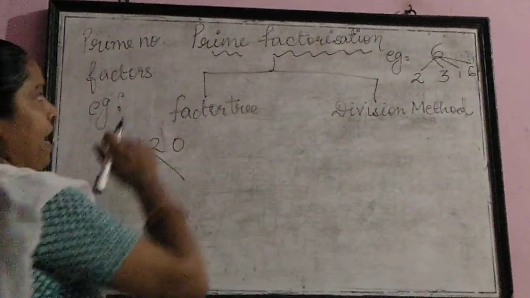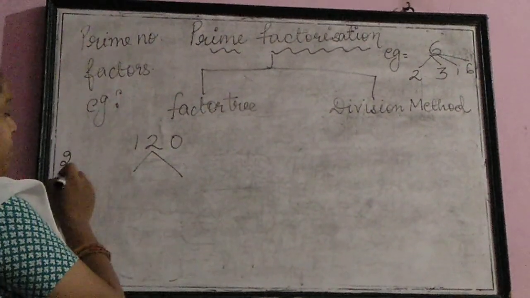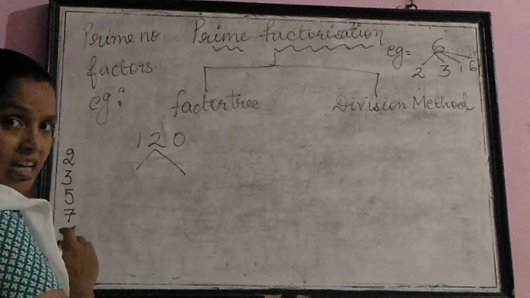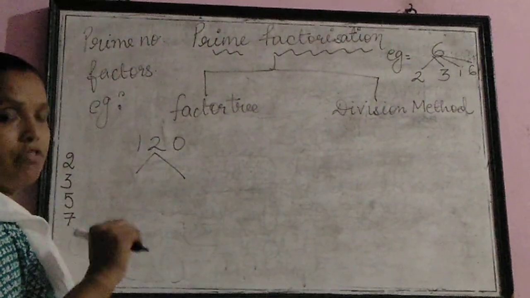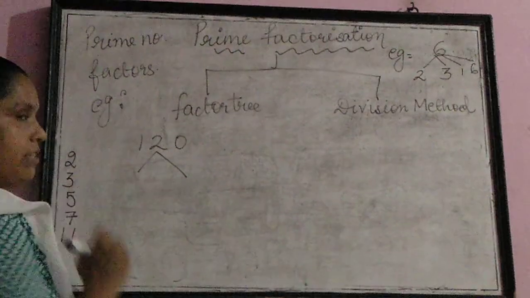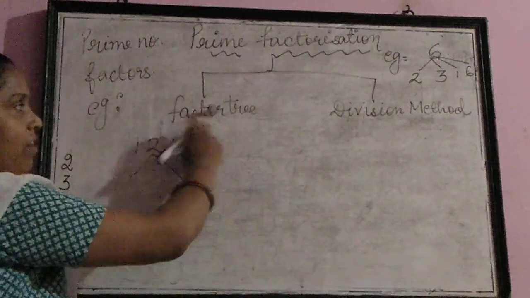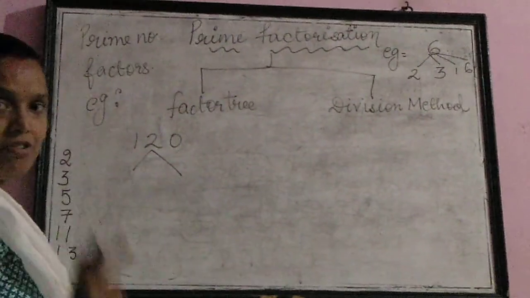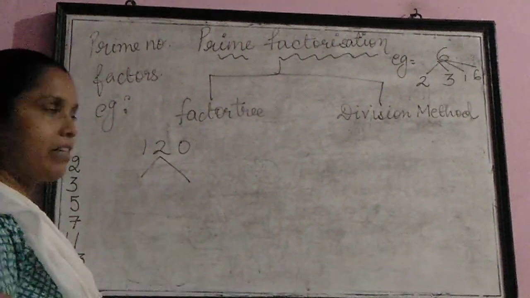What is my first prime number, children? My first prime number is 2, then 3, 5, 7. 9 is not a prime number, so don't think that by leaving one number I am getting the prime numbers. No, it is not like that. 11 is next, then 13. So when I do the factor tree and the division method, I will be using only the prime factors, children. Prime factorization means product of prime factors.